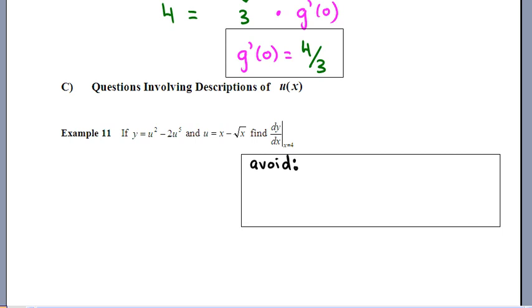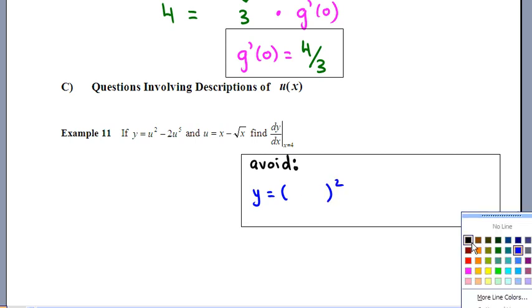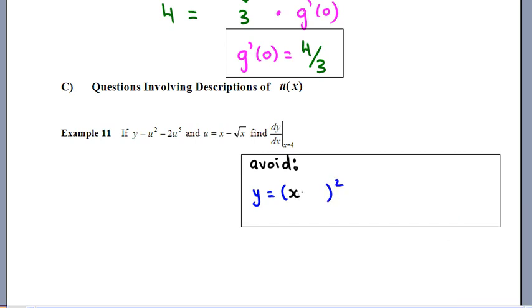Don't do this. Don't say, oh, I'm going to rewrite their question as y is equal to, now I know it's u squared, so something squared. And oh, what is it that's squared? I'm just going to substitute that stuff in. I'm just going to set this up ahead of time, and then I'll do a derivative because I'm good at that. Yeah, I know you're good at that, but this doesn't really pay off long term.